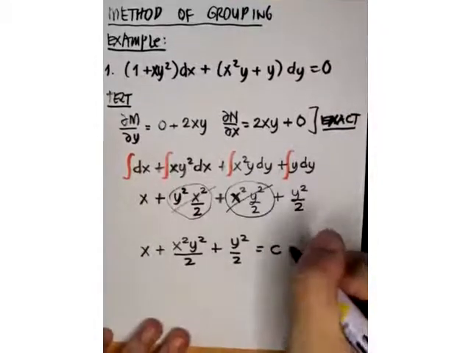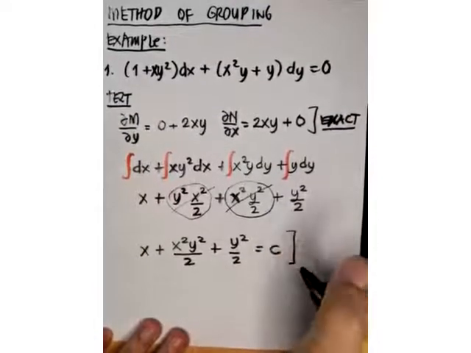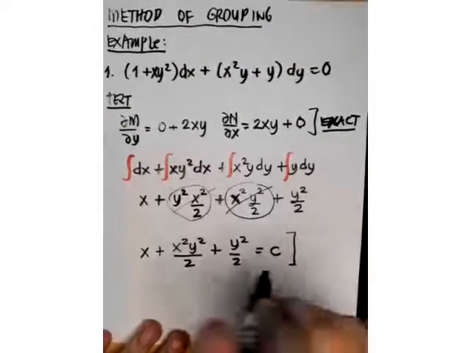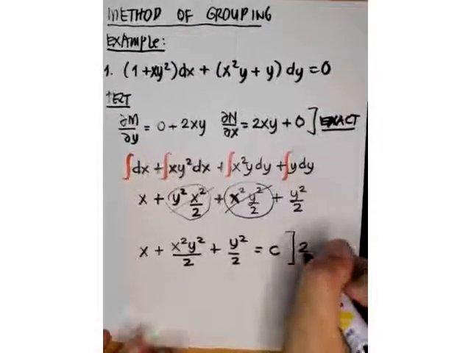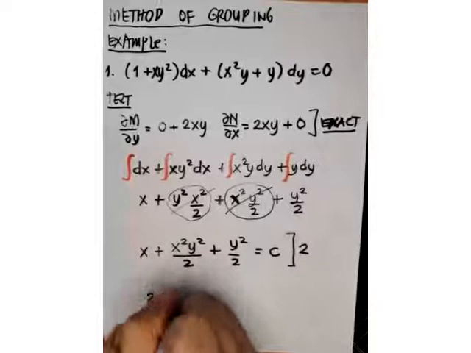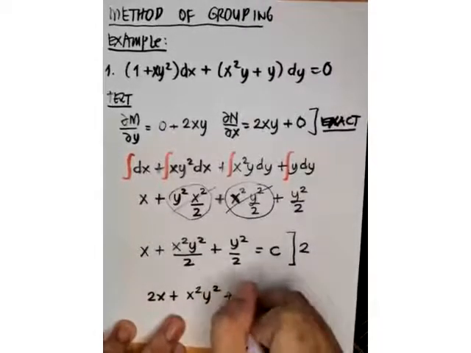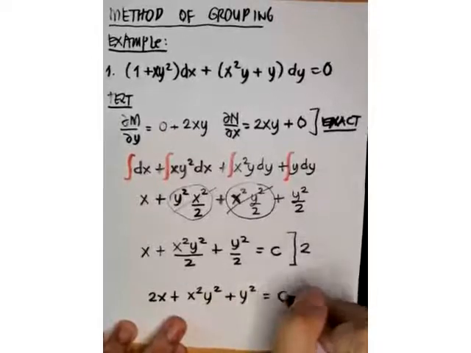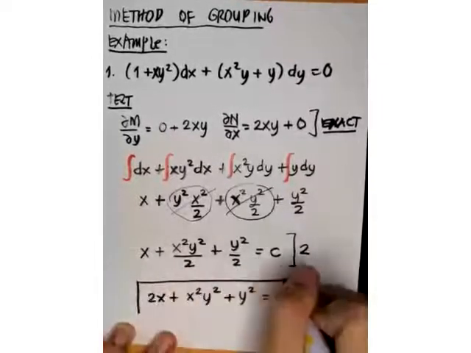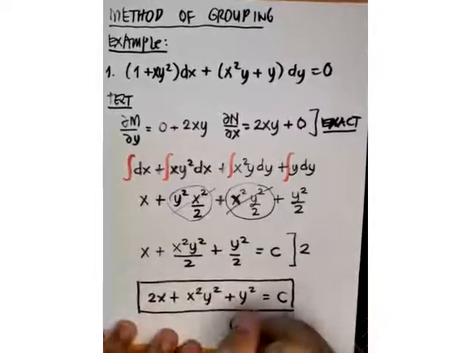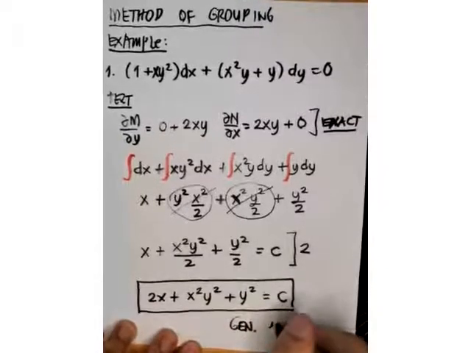Ayan. Kasi ito na yung ating general solution. Simplify na lang natin. Multiply natin ng 2. So, we'll have 2x plus x squared y squared plus y squared is equal to C. Ayan. So, this is our general solution.